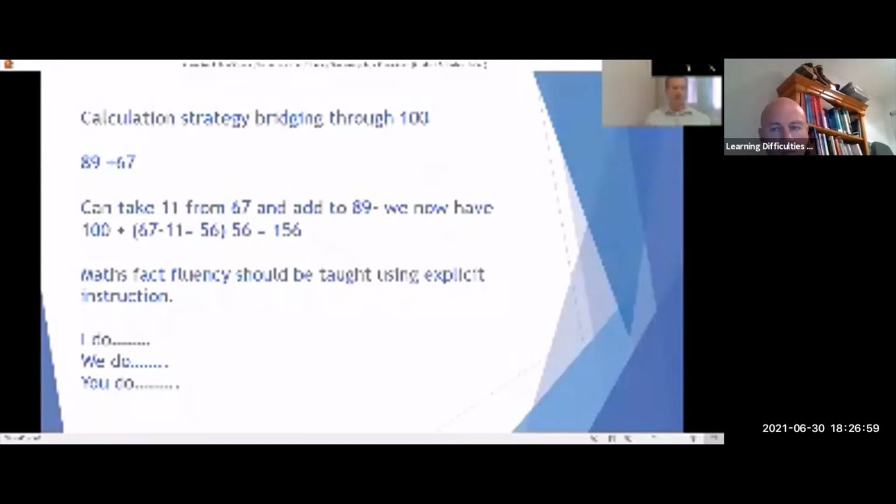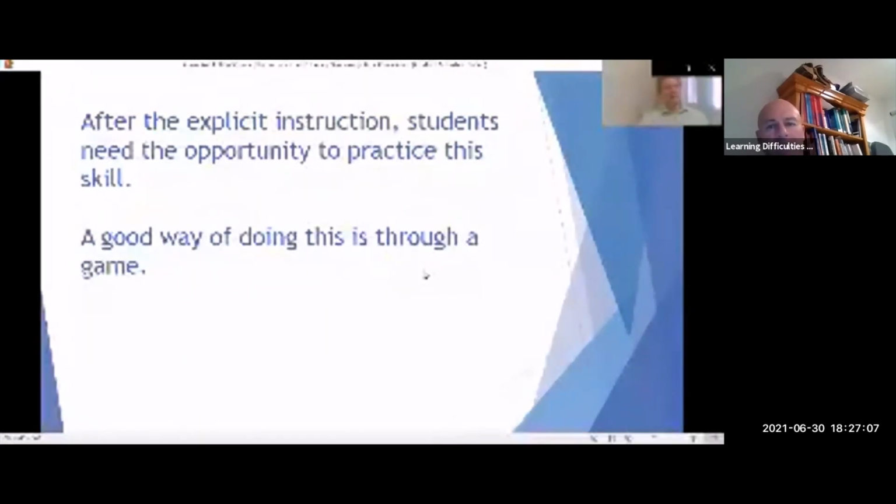Maths fact fluency should be taught using explicit instruction. I won't get into this because I know everyone's familiar with it: I do, we do, you do. So generally that's the first lesson. And after the explicit instruction, students are given the opportunity to practice this skill, and a good way of doing this is through a game.